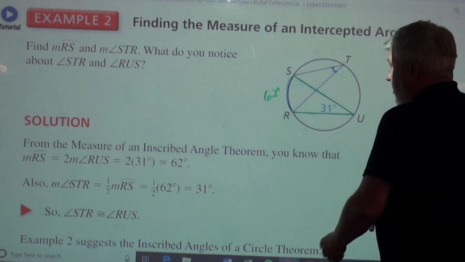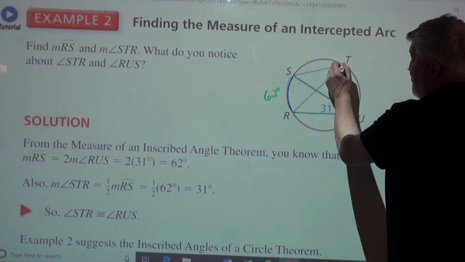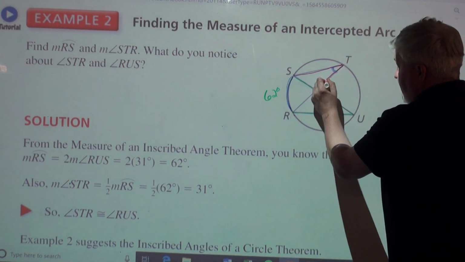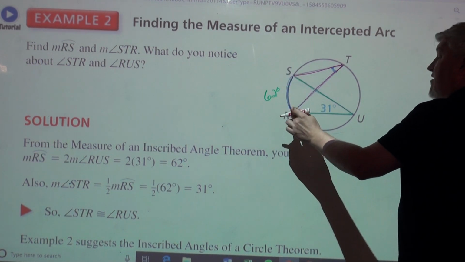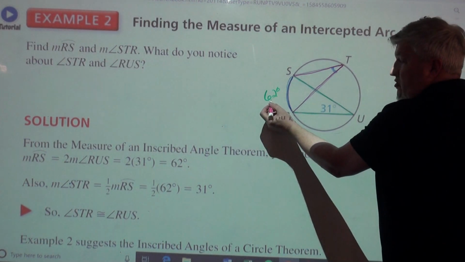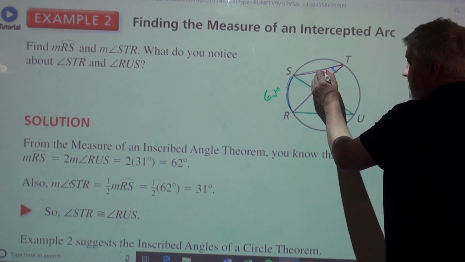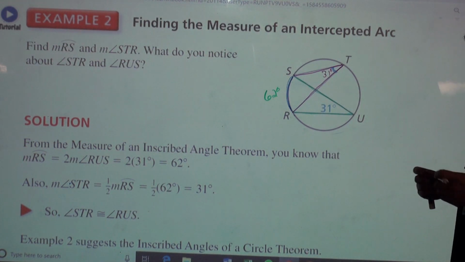Now, notice though, for the next one we're trying to find STR, it also hits that arc in the same spot. So arc RS subtends angle U and angle T. Since it's 62 degrees, this angle is 1/2 of that. It's also 31 degrees. Pretty straightforward.